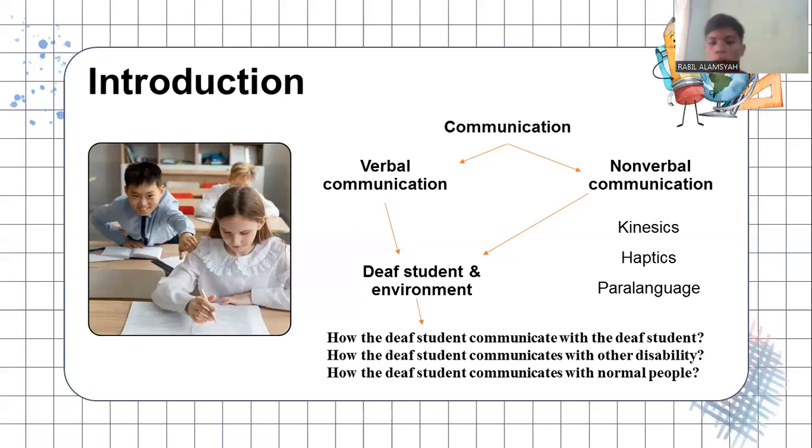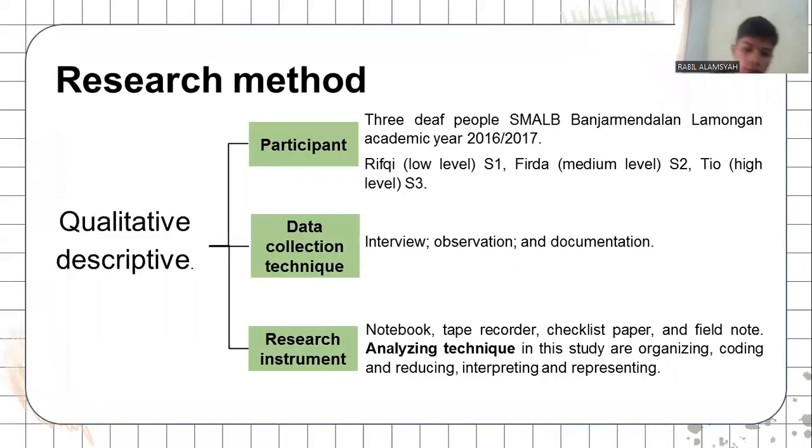communicate with normal people. The research method here uses the qualitative descriptive. As the participants, 3 deaf students at SMALB Banjar Mendalan, Lamongan, academic year 2016 and 2017. Rifki as a low level, student 1, Firda medium level as student 2, and Tio high level as student 3. The data collection techniques in this study are interview, observations, and documentations.